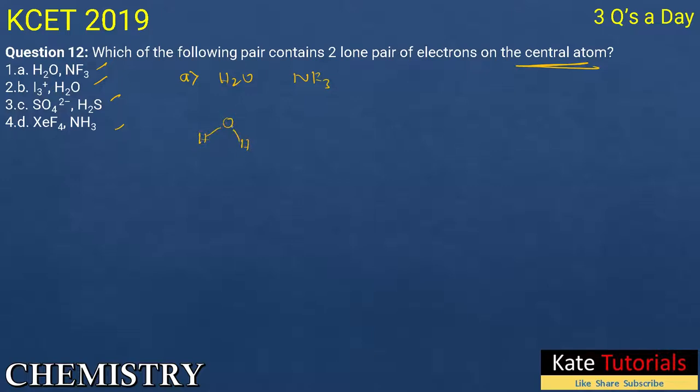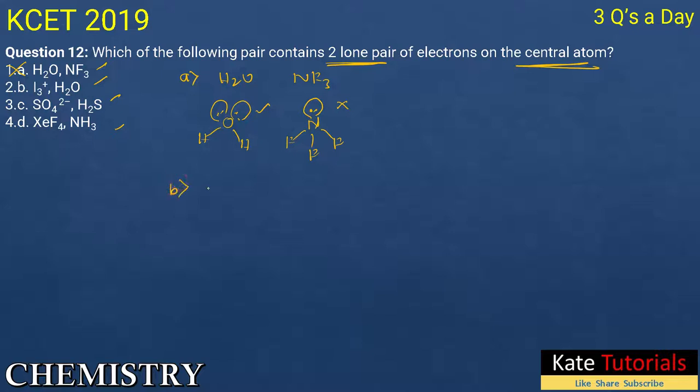So the water structure will be like this, which will have two lone pairs. So this is the central atom, which is having two lone pairs. But here in NF3, we know that it has only one lone pair. So this is not the answer. A is not the answer, because they asked for two lone pairs on the central atom, right? Two lone pairs should be there, but here it has two, here it is having only one. So this is not the answer.